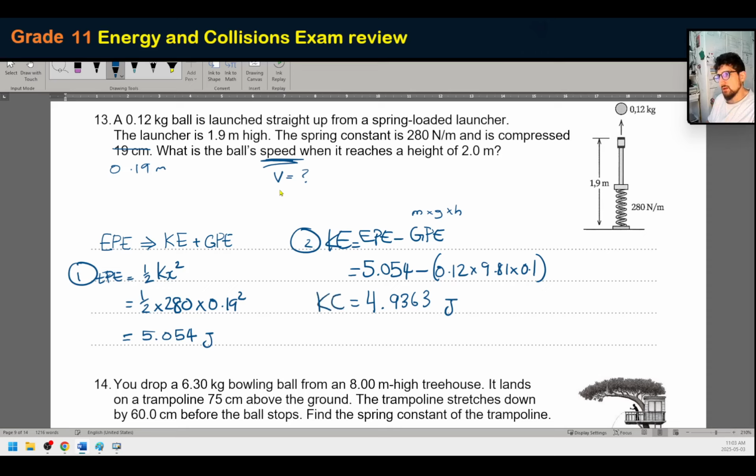Now I've just worked out kinetic energy, which is great. Now we're 90% of the way there now. So what I need to do next is work out the velocity, because that's what they're asking for. So it's going to be the kinetic energy is going to equal half times mass. Oops, let's change that v into an m. Mass times v squared, and so it's going to equal half multiplied by 0.12 times v squared for 4.9363.